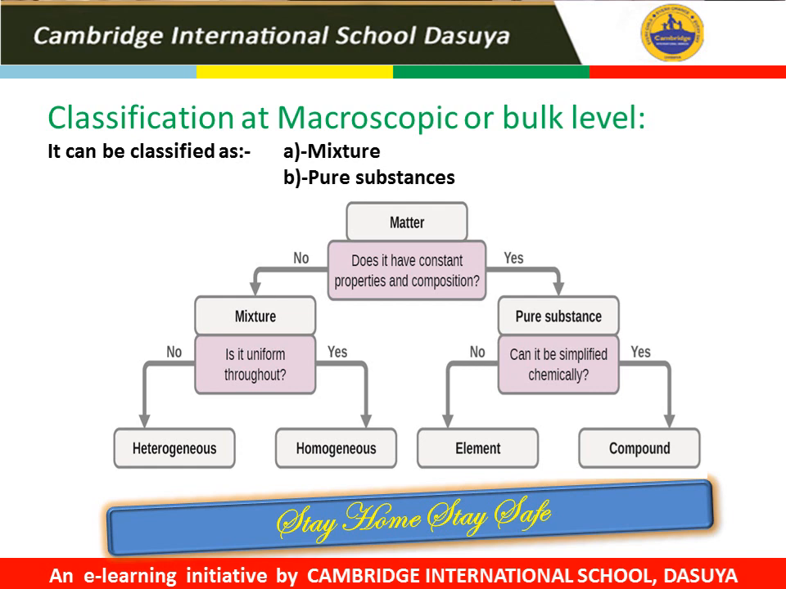Now we come to the other side of the figure. Does it have constant properties and composition? If yes, then we get pure substances. Pure substances can further be classified as elements or compounds. For example, if it can be simplified chemically, then we call it a compound. And if it cannot be simplified chemically, that means no simpler substances can be obtained from it, then we call it an element.